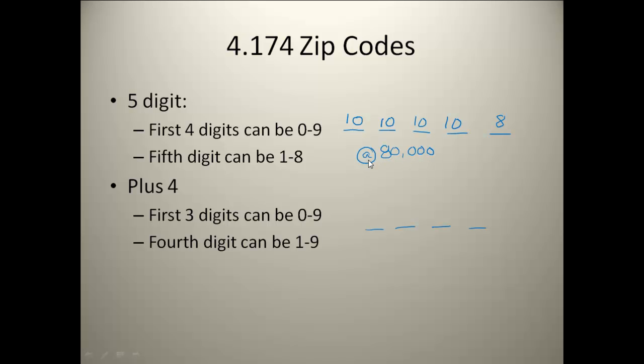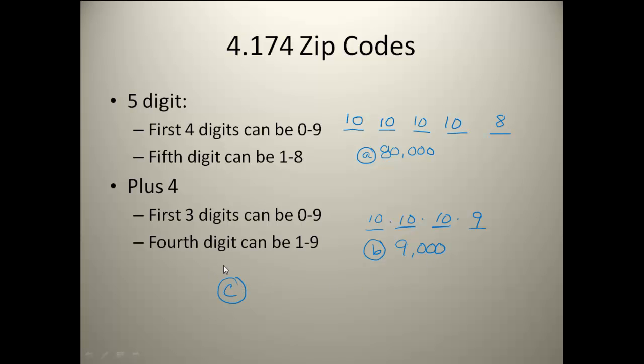Okay, part B wants to know how many of the plus 4 digit zip codes are there. Well, our first 3 digits can be 0 to 9, so I've got 10 for my first one, 10 for my second one, 10 for my third one, and then my 4th digit has to be from 1 to 9, so there's only 9 for that one. So part B, when I multiply all of those together, I end up with 9,000.